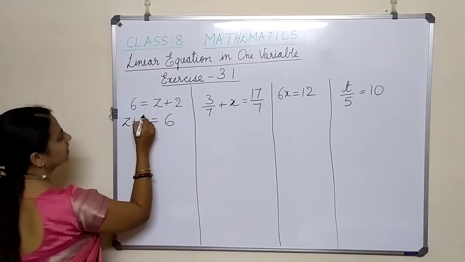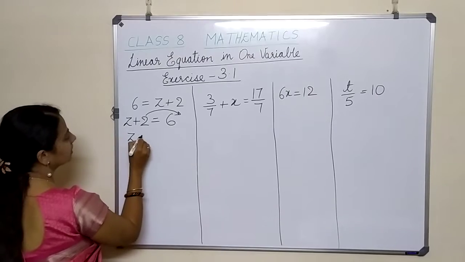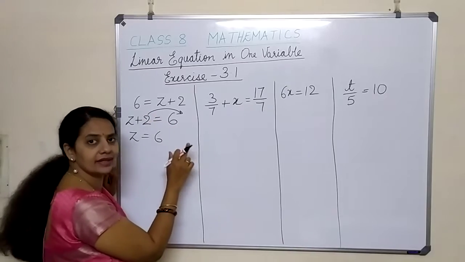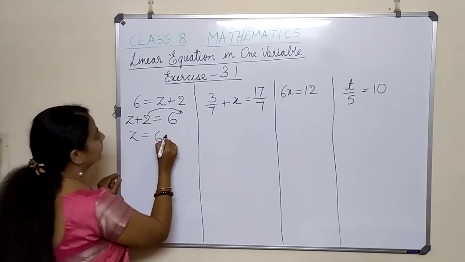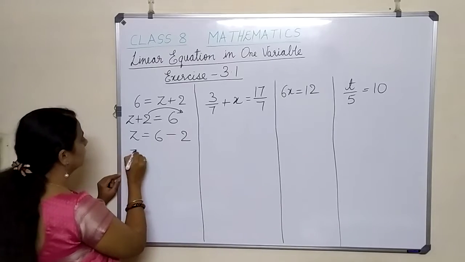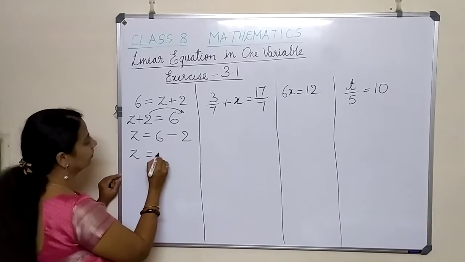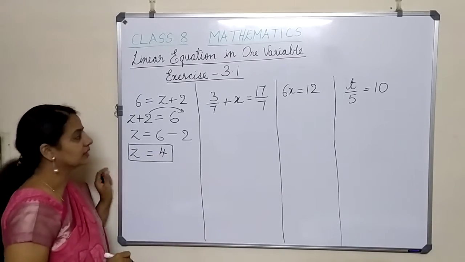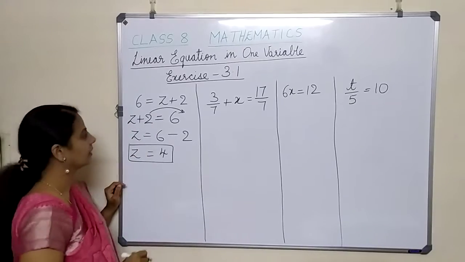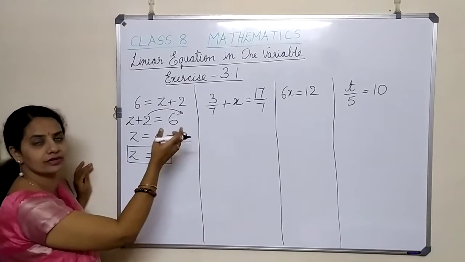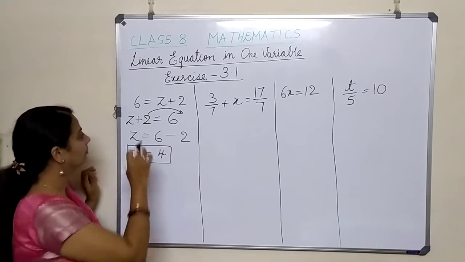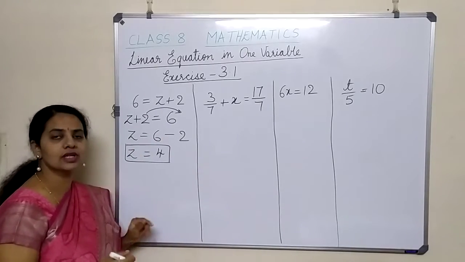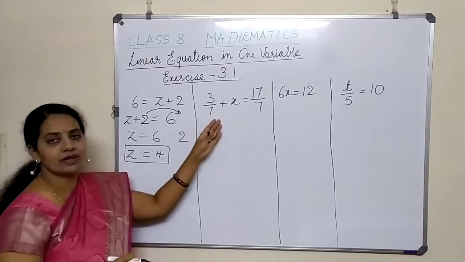Okay. Now when this 2 goes to this side, what happens? Since 2 has a plus sign, it's a positive number. When it goes to the other side, it becomes minus 2. Understood, children? So z gets the value 6 minus 2, that is 4. Understood? This is your transposing method. I am transferring this 2 to the other side of the equation. So whenever you transfer a number which is associated with a plus or minus sign, the sign changes when it goes to the other side of the equation. Okay, we will see one more example.